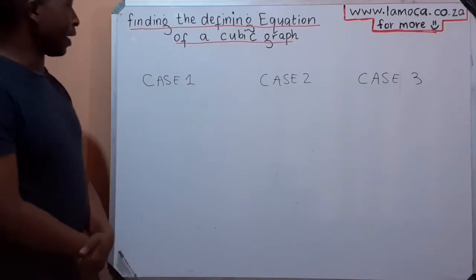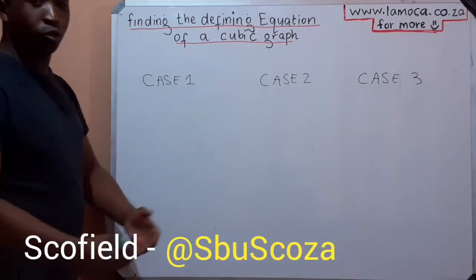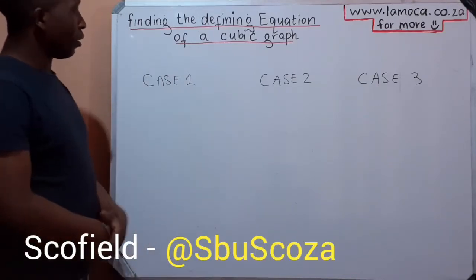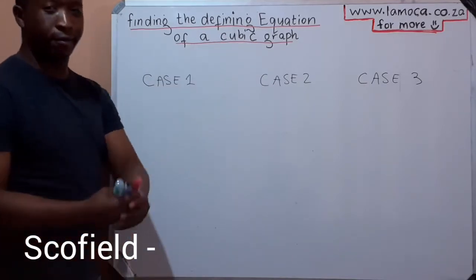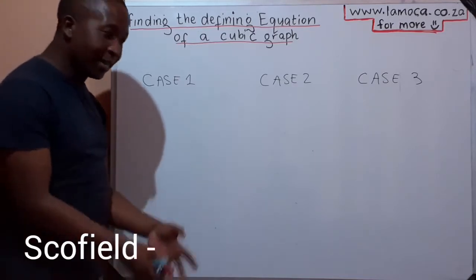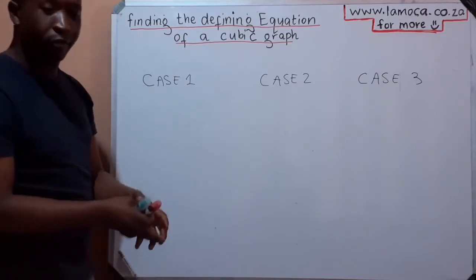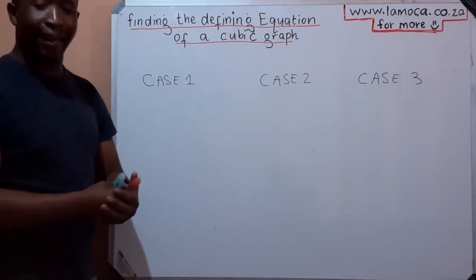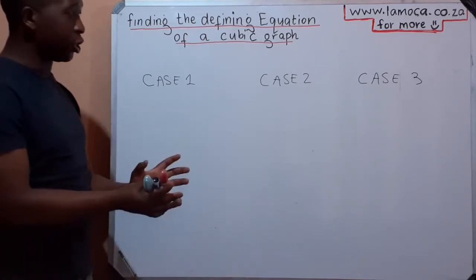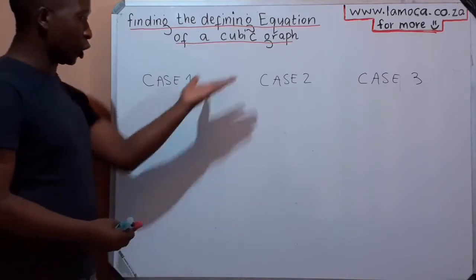Let's just start and try and find a way of explaining to each other how do you find the defining equation of a cubic graph, which means if somebody draws the graph for you and they ask you to find the defining equation for that particular graph, how would you actually do that? Well, there's many different questions you might get or different ideas that you can engage when you're trying to find the defining equation of a cubic graph.